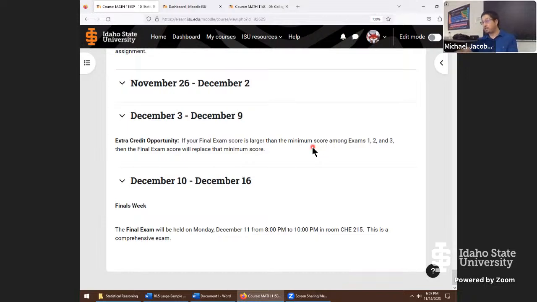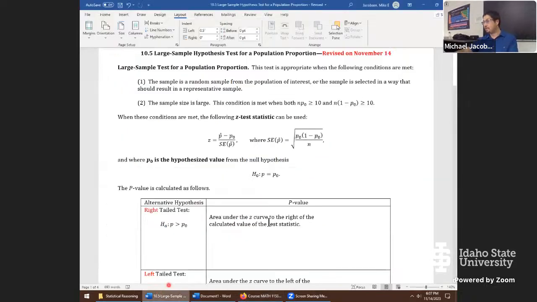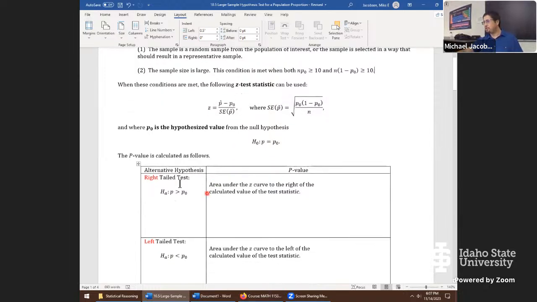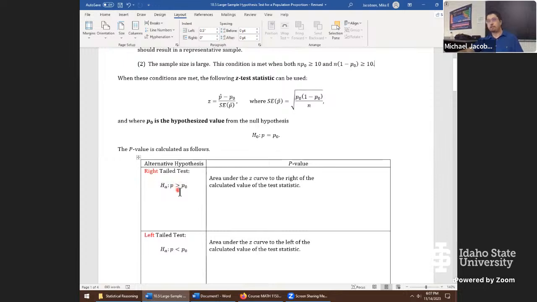Okay, well, let's go then to section 10.5. And here's how the notes start. I did have to make a revision on this, so apologies to anyone who printed this out early. The revision happened this morning, November 14th, and there are 2 spots. Here, I had a greater than sign. I should have said right tail test. Here I have a less than sign. I should have said left tail test. So watch the changes here in red.